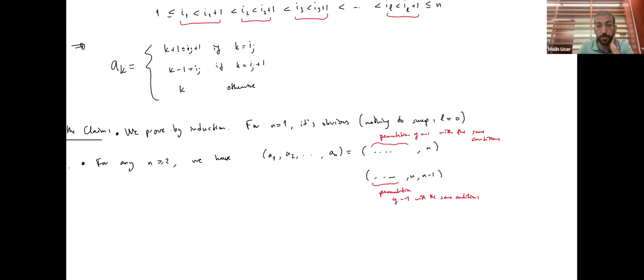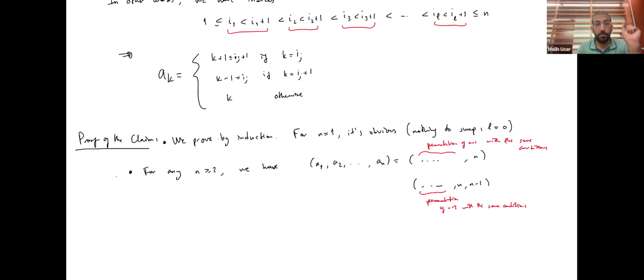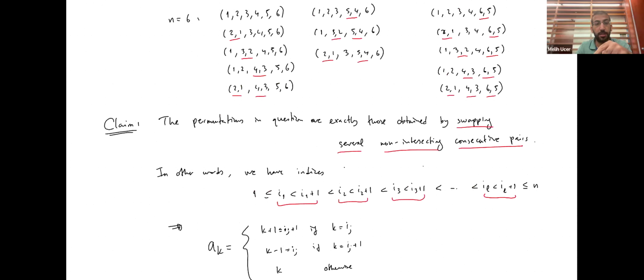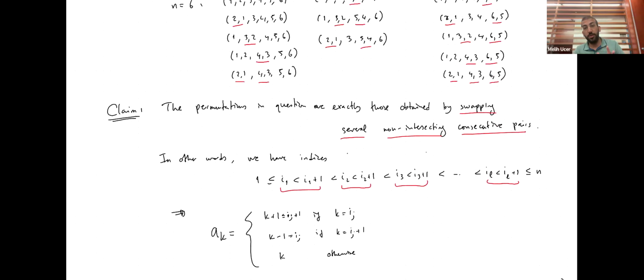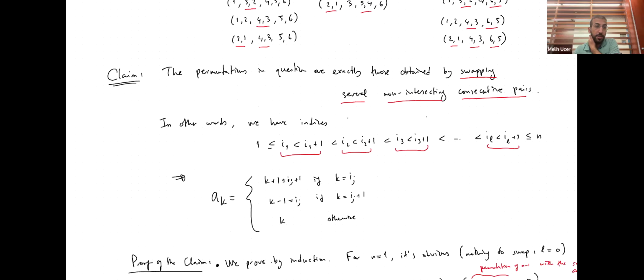Therefore, right now we are proving the forward statement in the claim, because this is an if and only if claim, right? We are saying if the inequalities are satisfied, then the permutation is obtained by swapping several non-intersecting consecutive pairs. And conversely, if it is obtained like this, then the inequalities are satisfied.